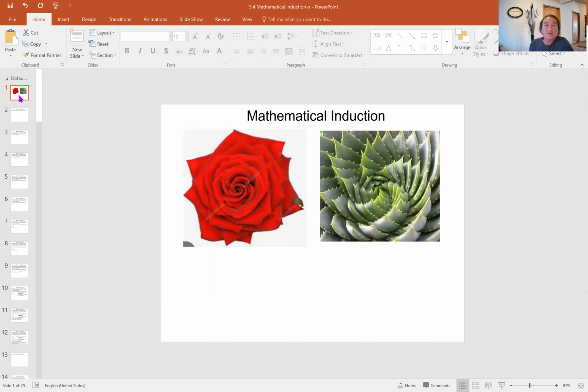And I want to start with these two pictures. The reason I want to start with these two pictures is because it gives a flavor of what mathematical induction is going to be. In particular, in regard to these two pictures, imagine, for instance, the cactus on the right-hand side, imagine you zoom out, what will it look like?